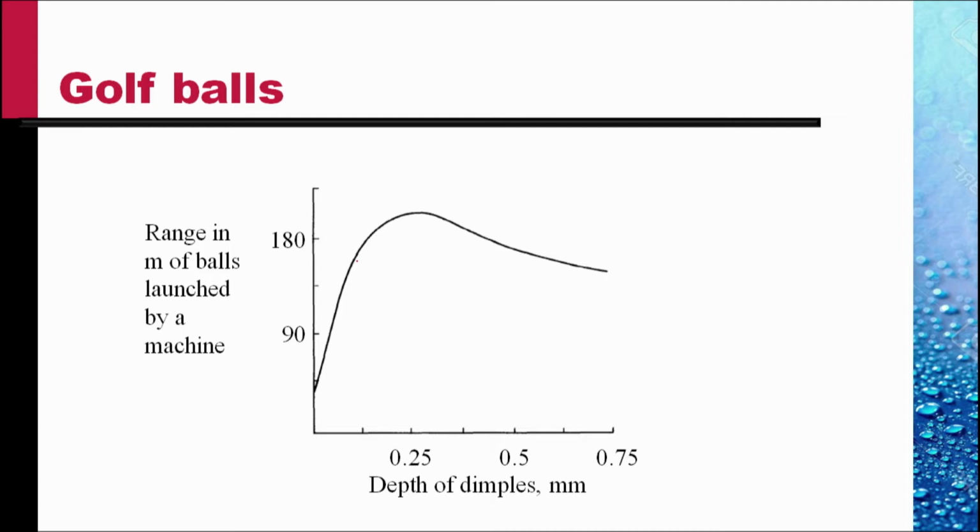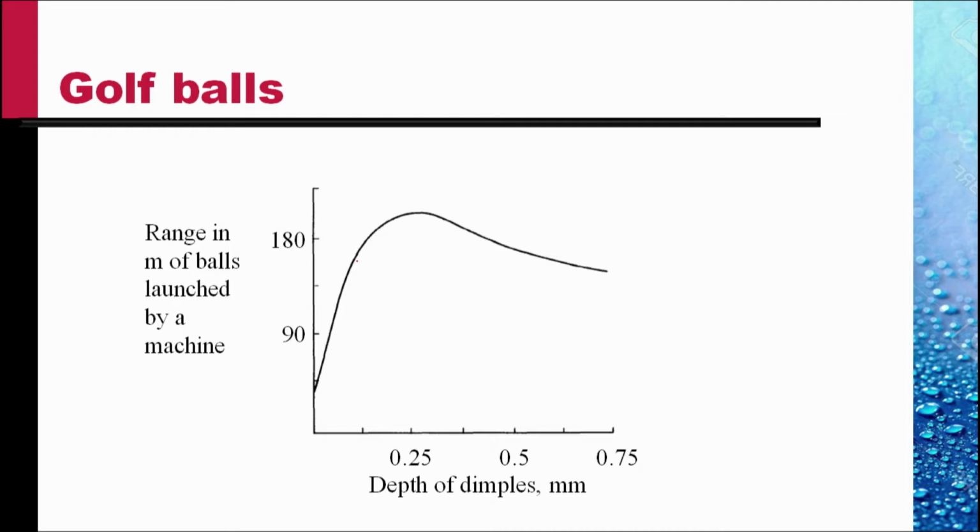This calculates the range in meters of golf balls launched by a machine at a constant speed, a speed large enough to have a Reynolds number of about 10 to the power 5. And we see that we get the maximum range when the depth of dimples is about 0.25 millimeter. Beyond that, the range decreases slightly.